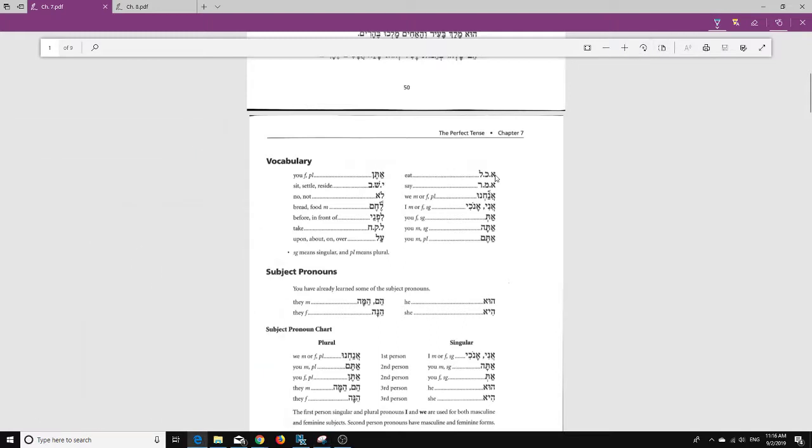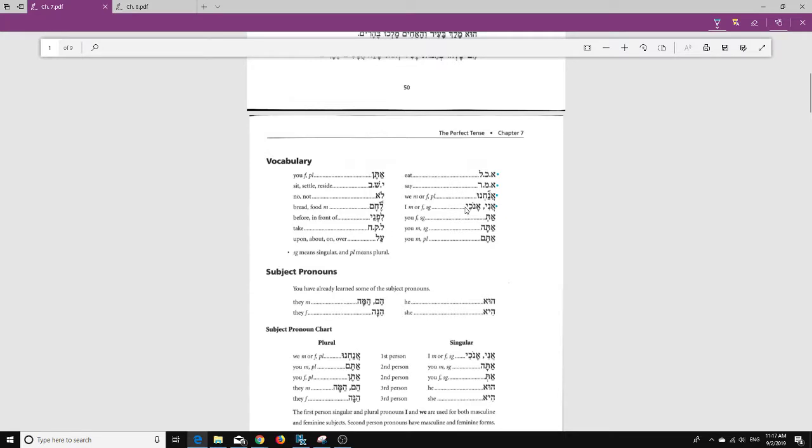Well, let's go over the vocab. So here we have aleph, kaf, lamed for eat. So akal, he ate. Ayin, mem, resh, say. Amar would be he said. Anachnu, we. And notice we can be masculine or feminine, and it's the plural form. And we'll talk about that a little more in a second.